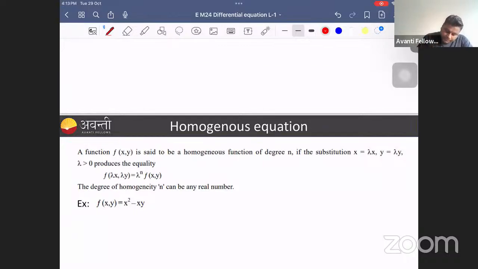In an equation, if you replace x by lambda x and y by lambda y, and you are getting something like f of lambda x, lambda y is equal to lambda to the power n f of xy, got it? Then we call it a homogeneous equation of homogeneity n.